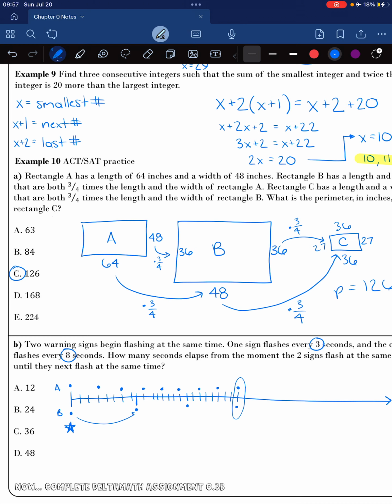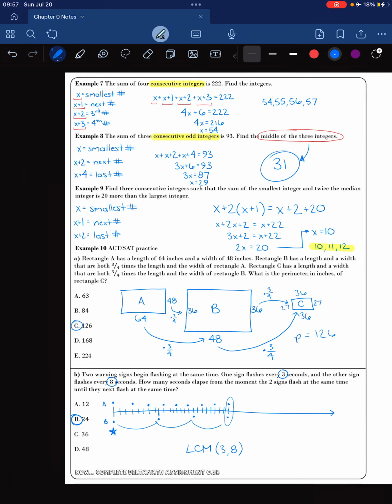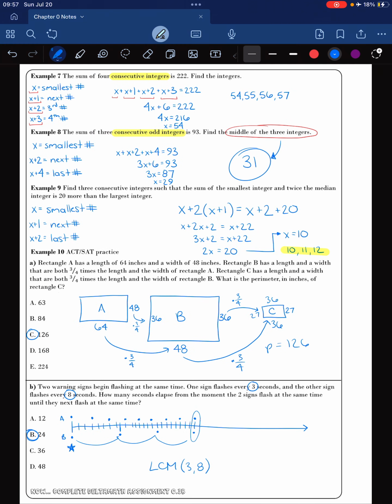So then I just have to figure out how many seconds that was. Well, this is 8. 8 more is 16. 8 more is 24. So 24 seconds, which is also the least common multiple of 3 and 8. So that's a nice little strategy to solve problems like that.